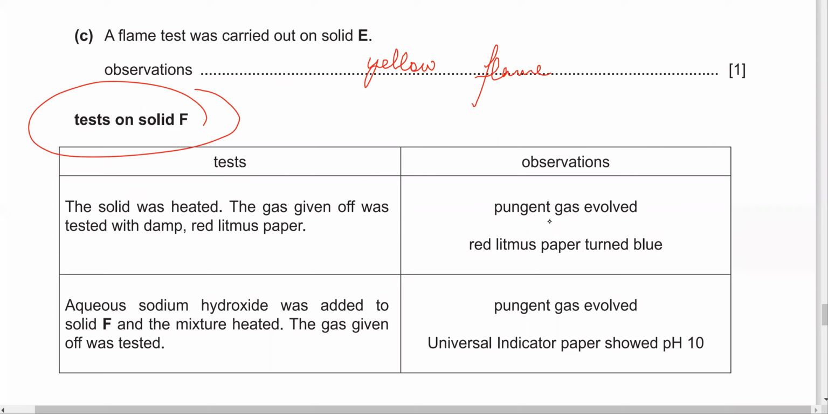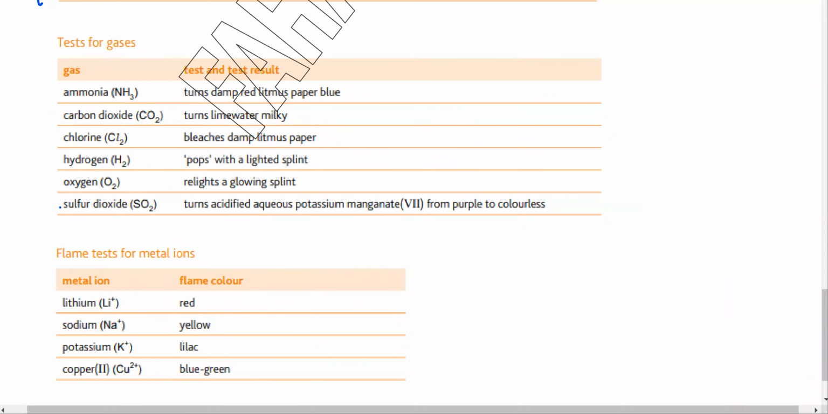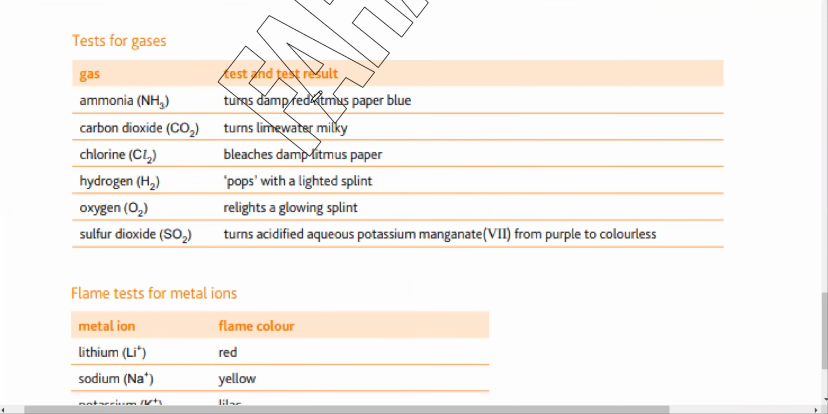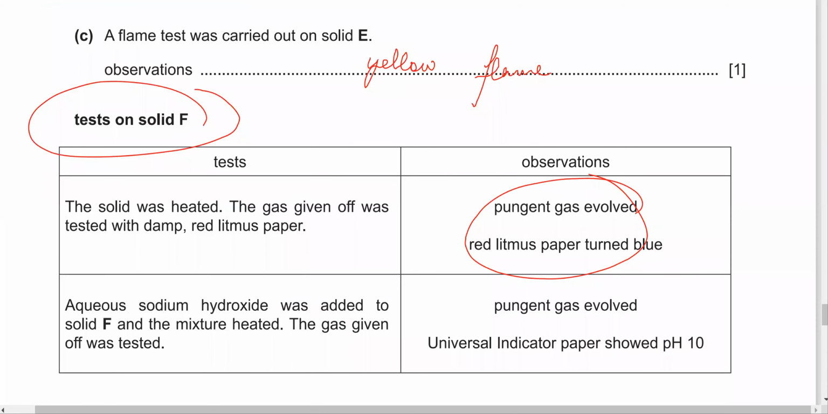तो कौन सी gas? पहले तो ये ढूंढो कि ये कौन सी gas produce होगी यहाँ पे. तो go back to your sheet. Where's the sheet? और gases के टेस्ट देखो, ये कौन सी गैस है जो turns damp litmus paper blue? तो it's ammonia gas. NH3 is the gas. So NH3 gas is being produced. So that's one information that we got.